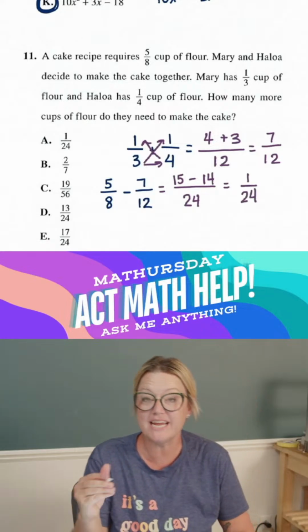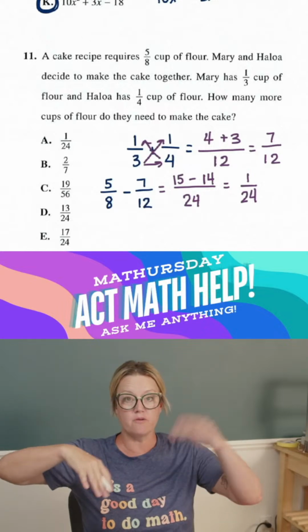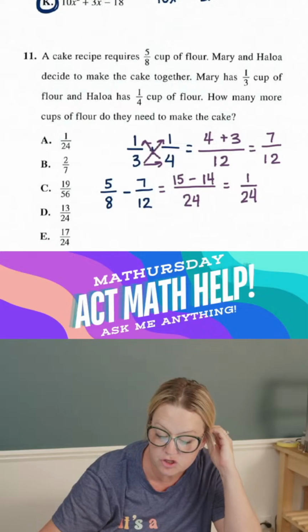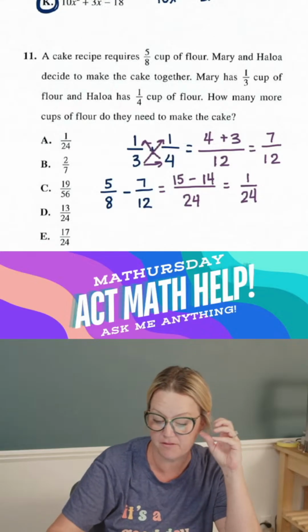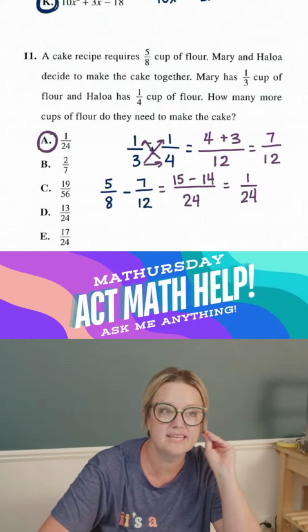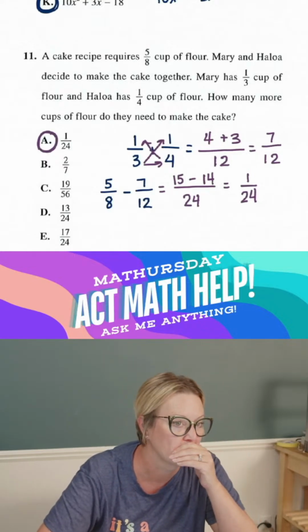Now, even if you did do cross multiplying, right? 8 times 12, which is 96, right? It should still simplify down to 1/24. So that's how much flour they need.